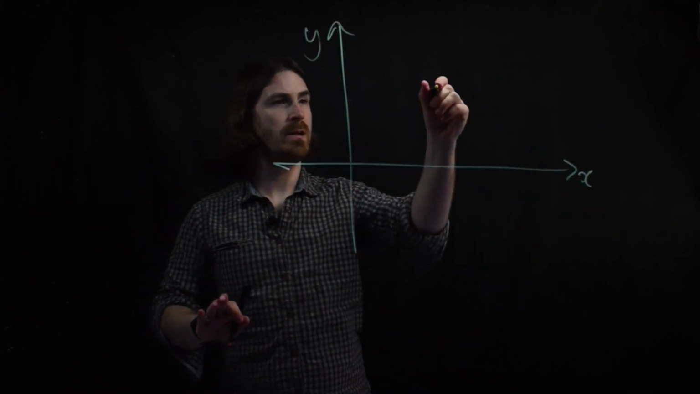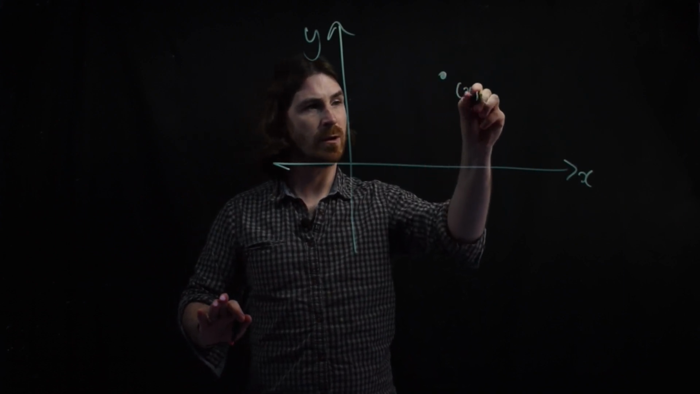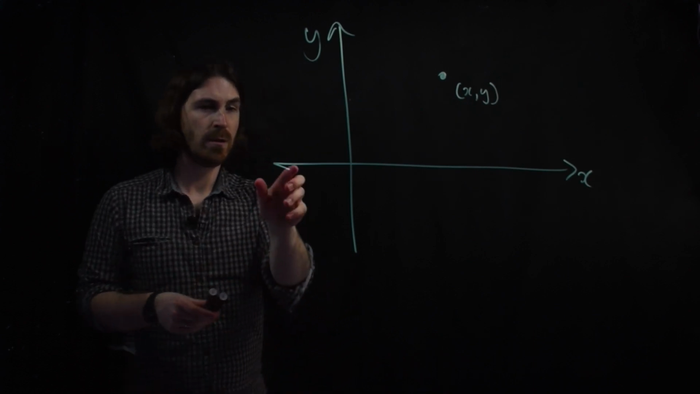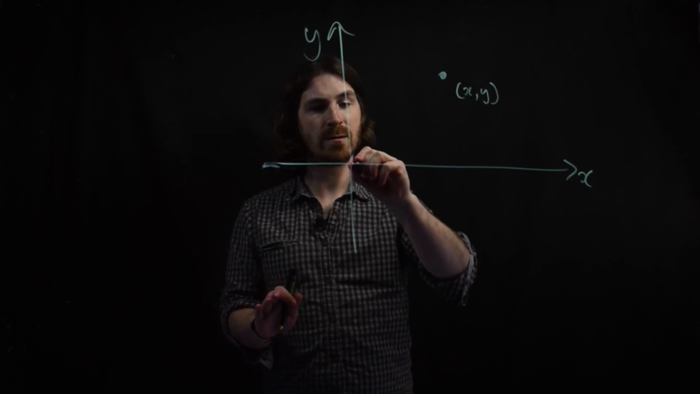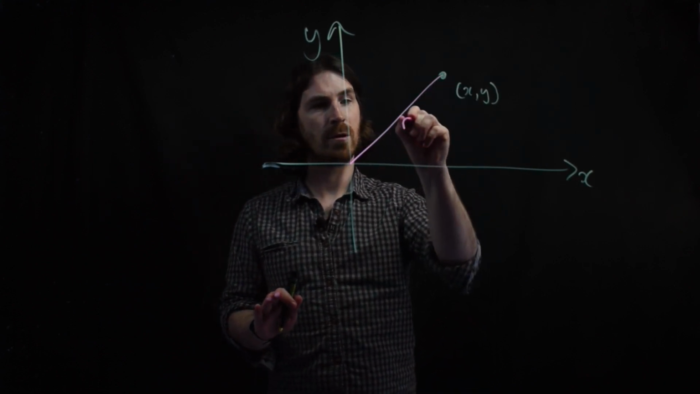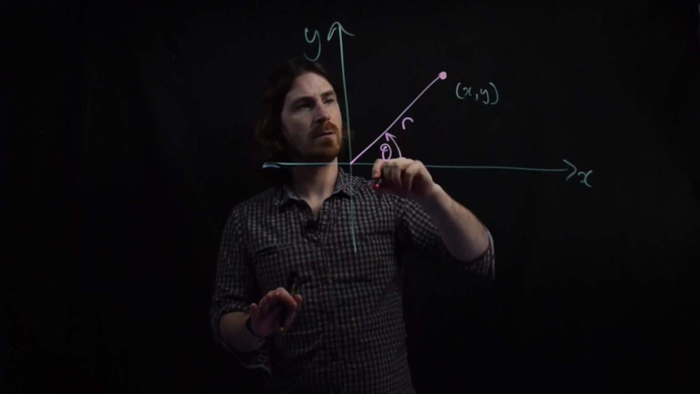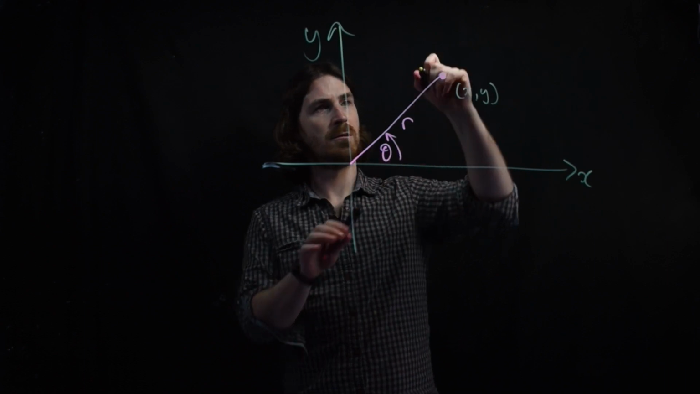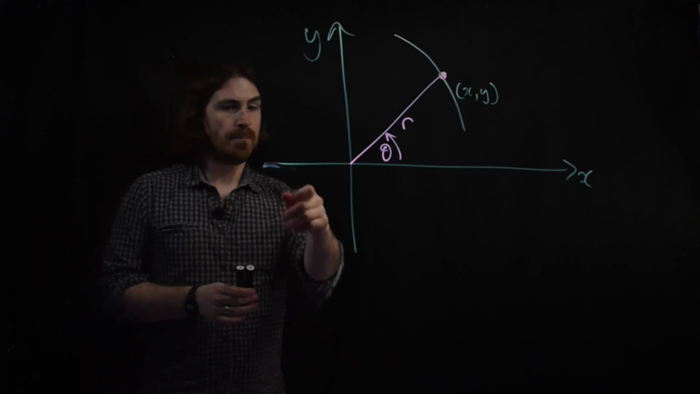So let's think about a point on our circle. Here's our x and y plane, and here's a point on the circle. It has an x coordinate and a y coordinate, let's call it x and y. But alternatively, we can parameterize that in terms of a radius from the origin, r, and an angle theta. So this is a point on our circle.